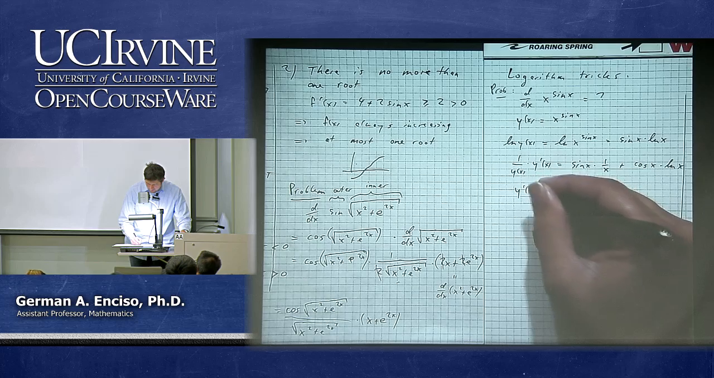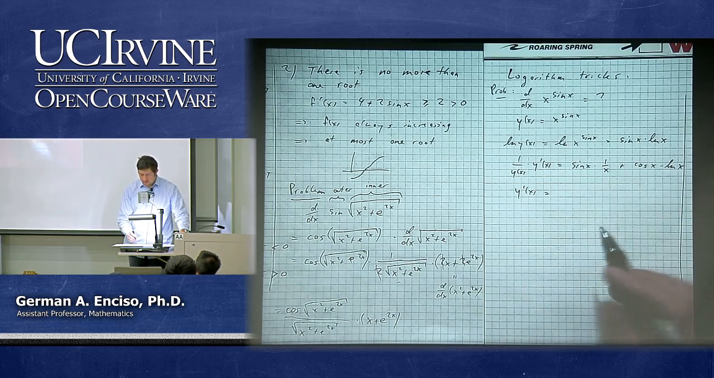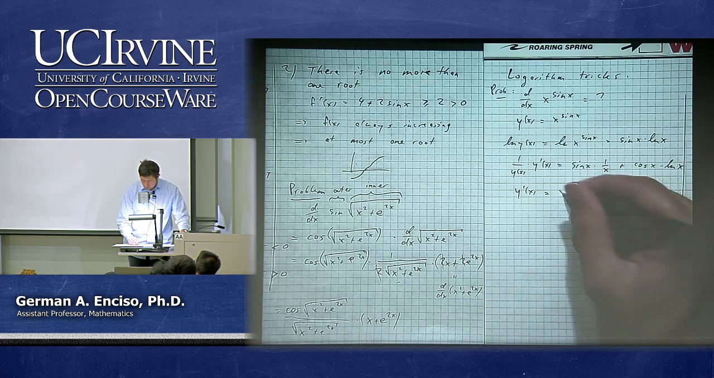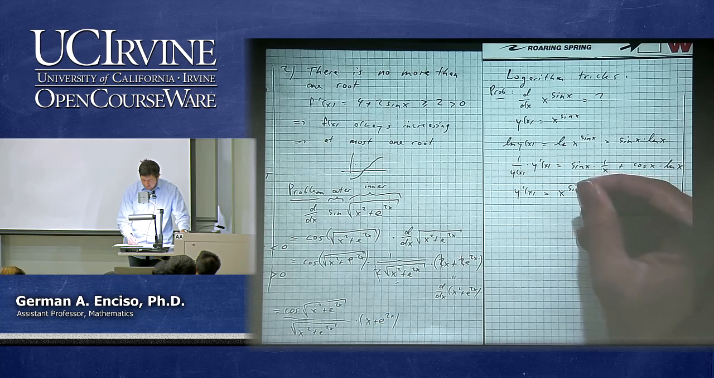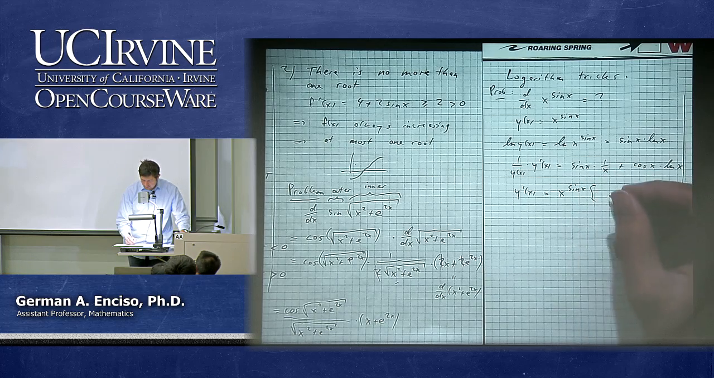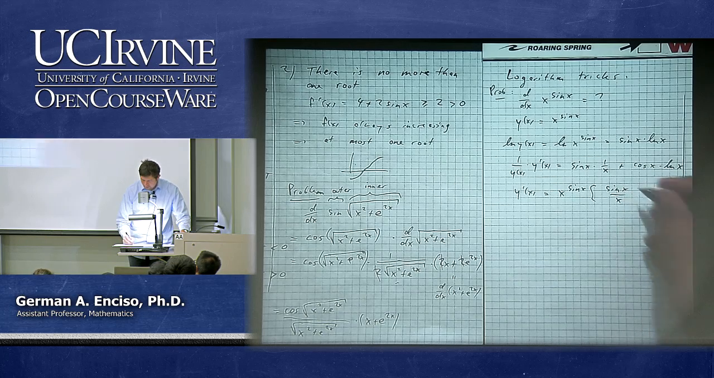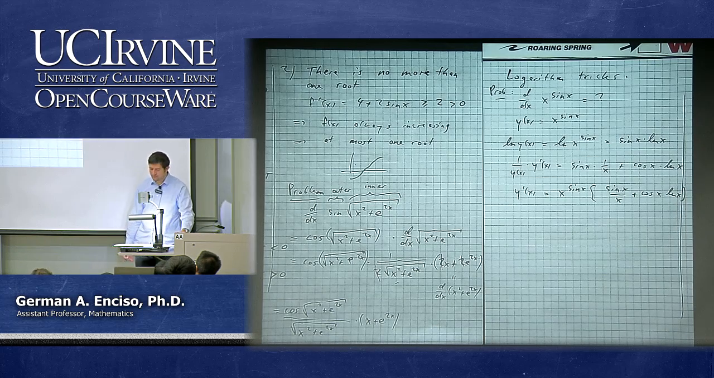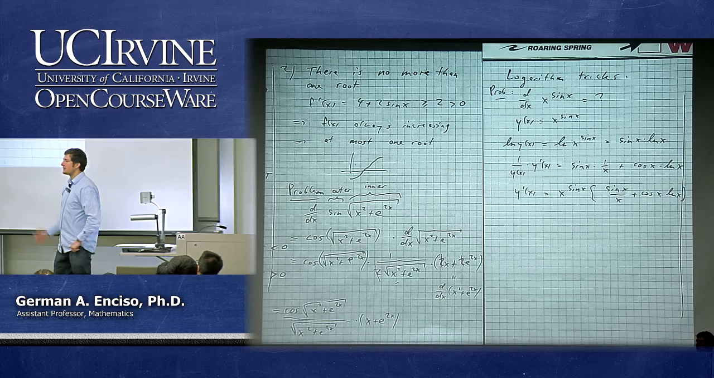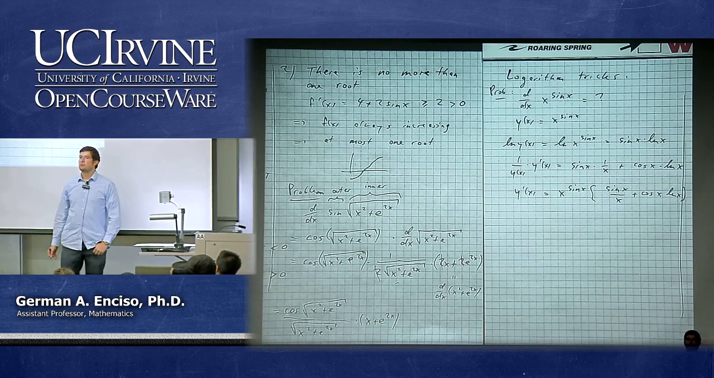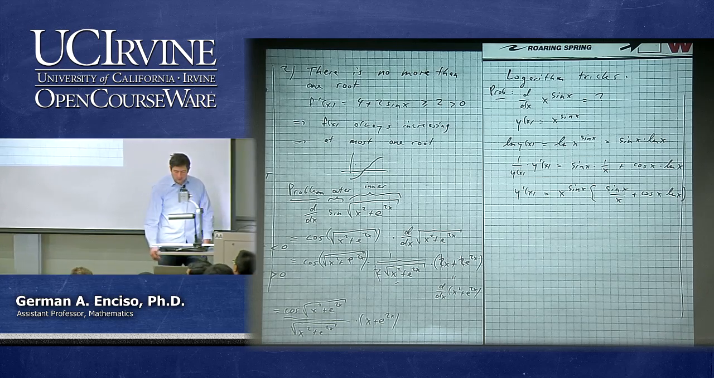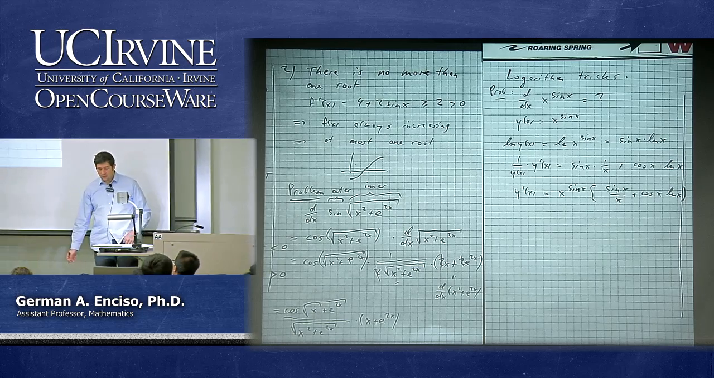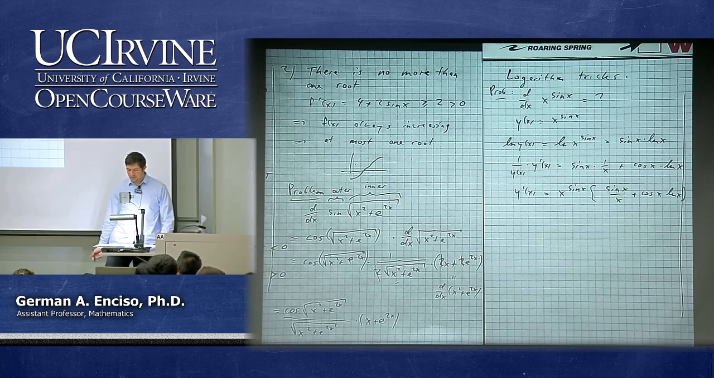So y prime of x is equal to x to the sine of x multiplied by sine of x over x plus cosine x logarithm of x. And that's that. Questions? Okay, great. So notice that this is logarithm as a trick.